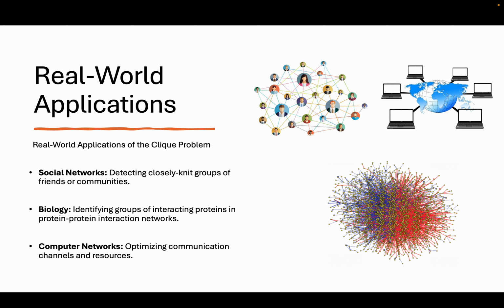The third example of the clique problem is computer networks. In computer networks, finding the largest clique, basically a group of interconnected devices, can help optimize how resources like bandwidth or processing power are used. It can also identify which connections are the most critical for the network to function properly, ensuring stable and efficient communication. These applications show how solving the clique problem can have a significant impact on various fields.